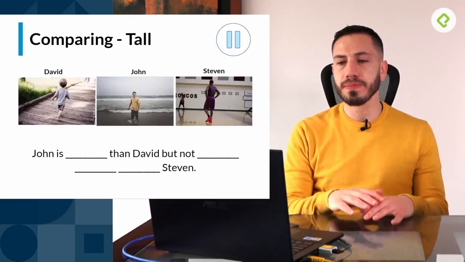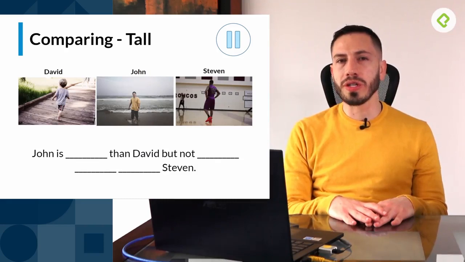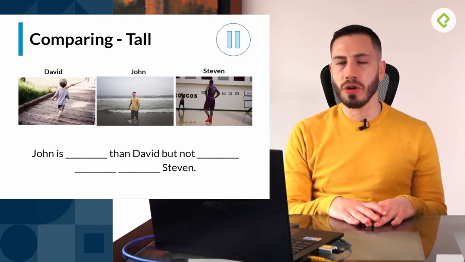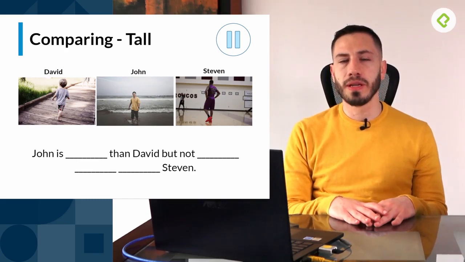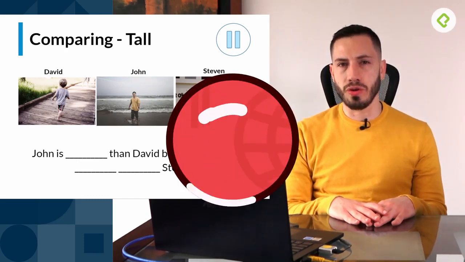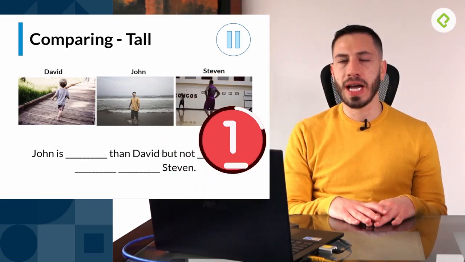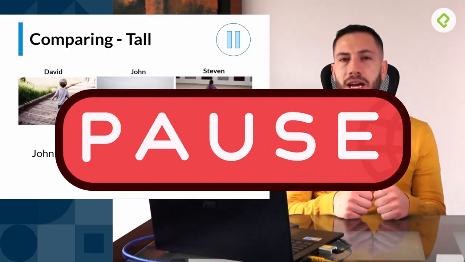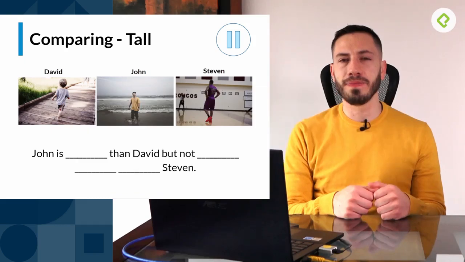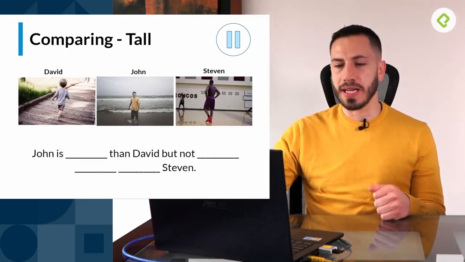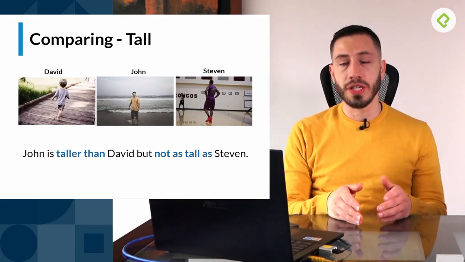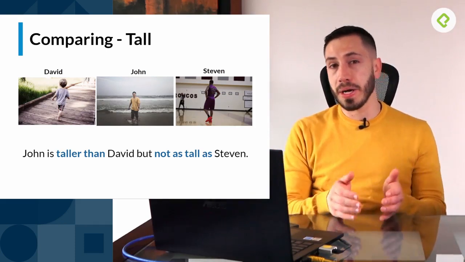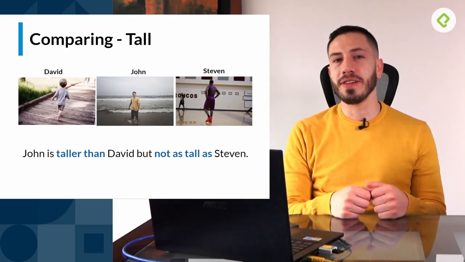Do you want more practice? Let's do it. How about this one? We want to use the word tall, that's our adjective this time, and we want to compare David, John, and Stephen. John and Stephen, also from a previous example. We want to start the phrase with John, the one in the middle. How do we do it? Pause the video now and work on the activity. Perfect. Let me show you my answer. John is taller than David, but not as tall as Stephen.